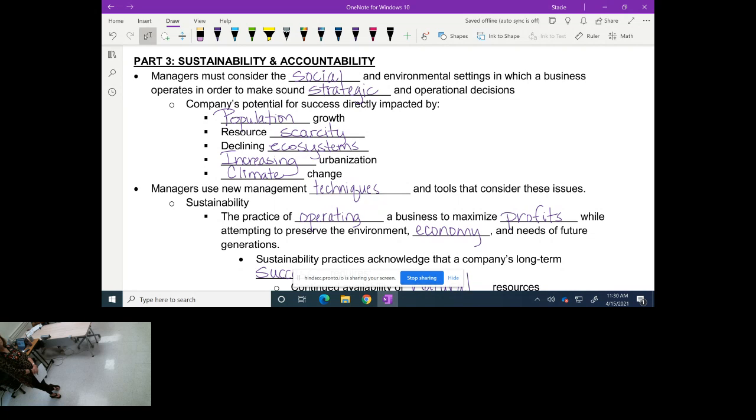So, the potential for success is impacted by, and this is kind of common sense, population growth. I mean, if you're selling products to the general public, if population grows, then you can sell more product. Resource scarcity. If you don't have your resources, I read something this morning about scarcity of microchips or something. So our car prices are probably going to go up. My computers are skyrocketing all the time. I was like, what the heck, man?